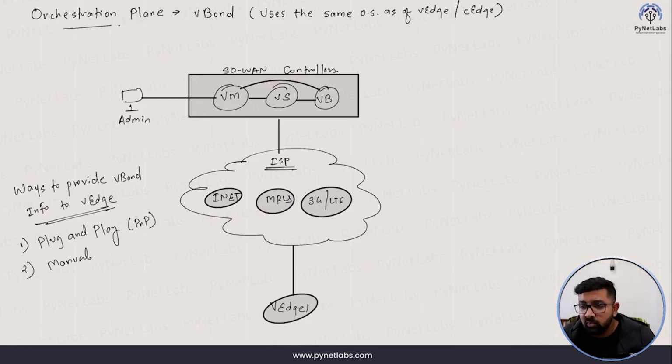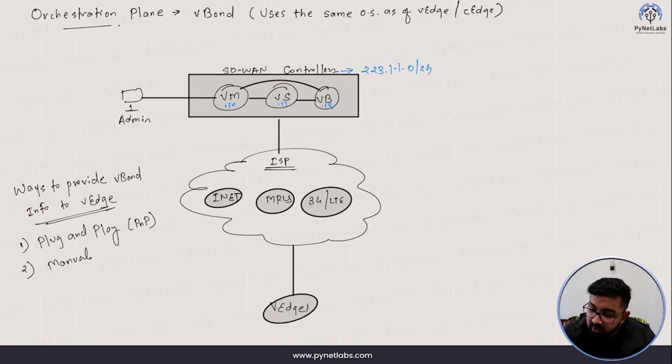There are others also, which is to configure a bootstrap config or do zero touch provisioning, which is also now merged into PNP. Earlier, there were two methods, plug and play and then ZTP, zero touch provisioning. The PNP would work for Cisco's WAN edges and ZTP would work for Viptela WAN edges. But now it's all PNP only. So let's say the SD-WAN controller fabric uses the prefix 223.1.1.0/24, out of which the vManager has .10, the vSmart has .11, and vBond has .12.